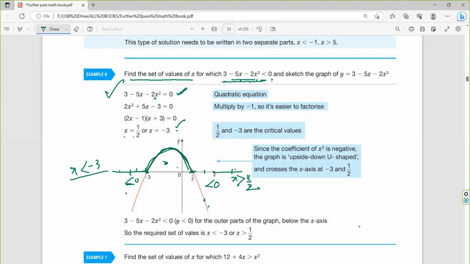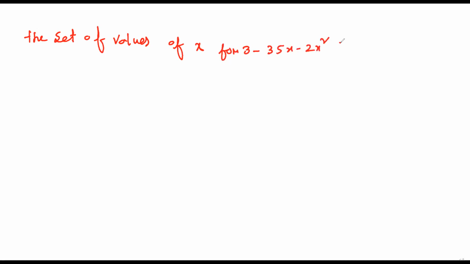I didn't understand. Okay, now see. Here I explain again. Okay, the whole thing: we have to find out the set of values of x for which 3 minus 5x minus 2x square is less than 0. So at first you will solve this. You have to write 3 minus 5x minus 2x square equals 0.